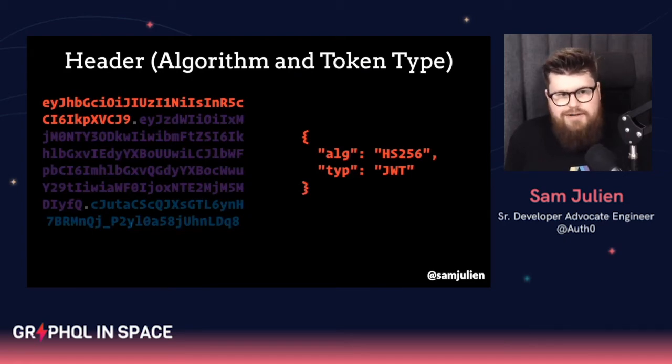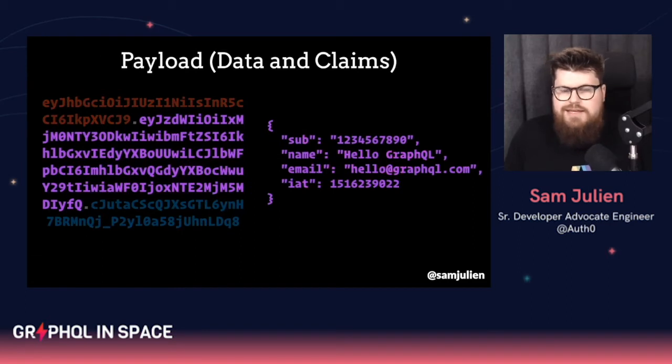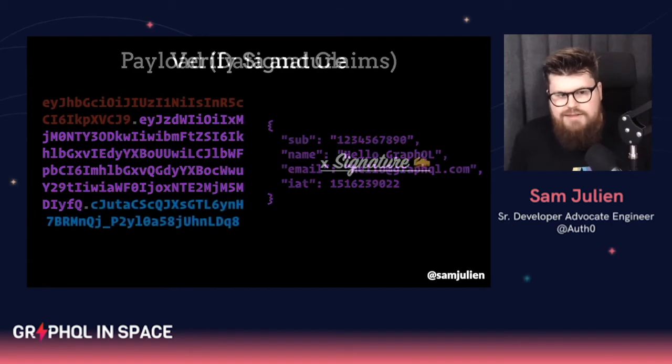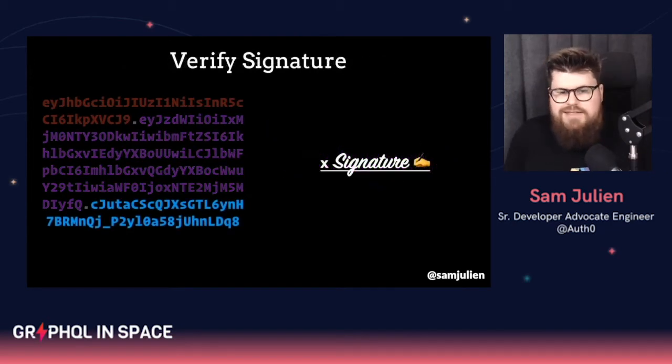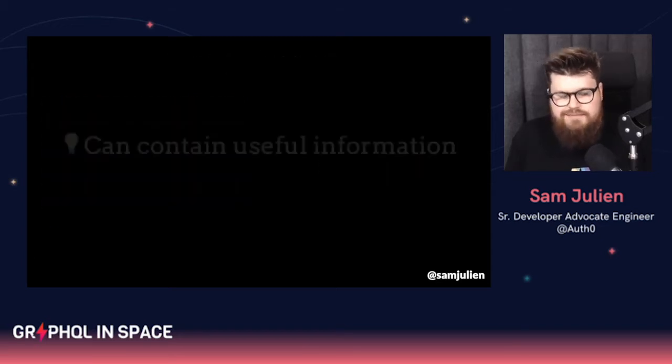The second part, after the first period, is the payload. This is where all kind of the good stuff is. And there are some things that can be included in here and some that cannot. The one that I really want to draw your attention to is this sub claim. It's kind of like the equivalent of a user ID, and that'll come back a little bit later. The last part is known as the signature, and this is what lets us know for sure that it came from the authorization server that we expect.